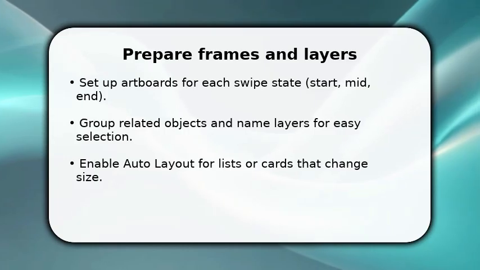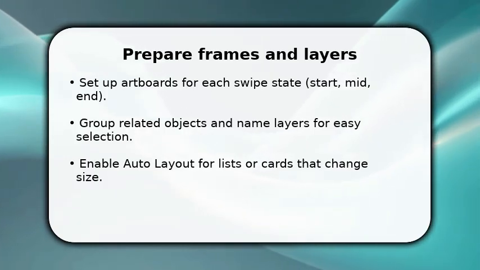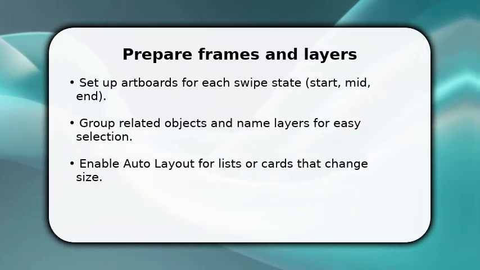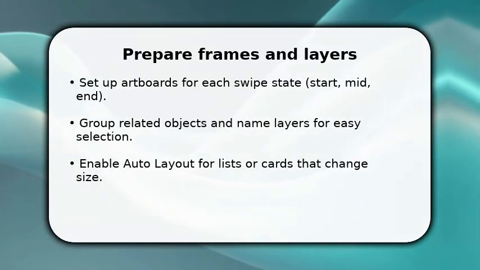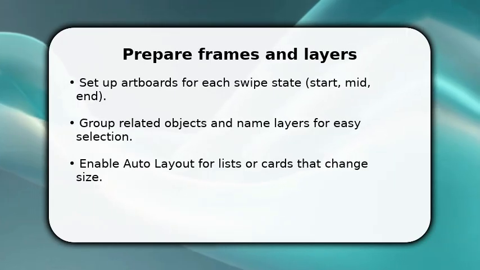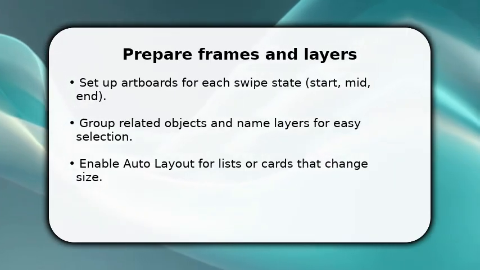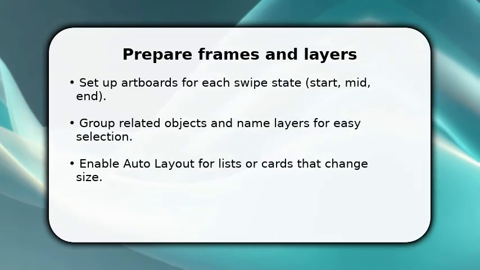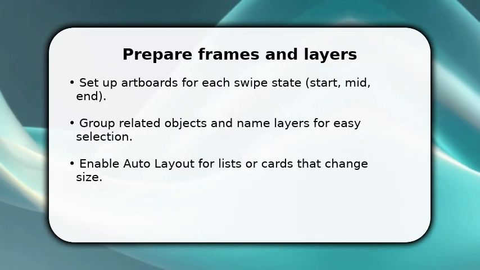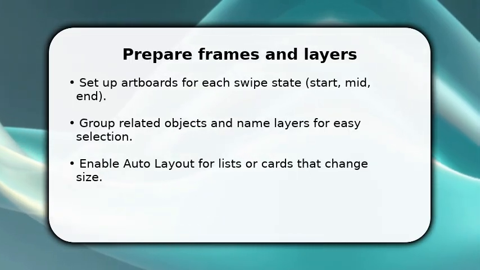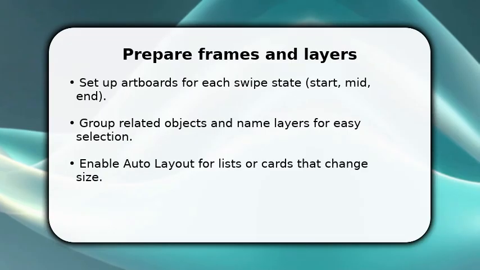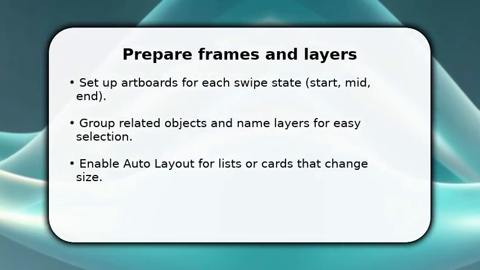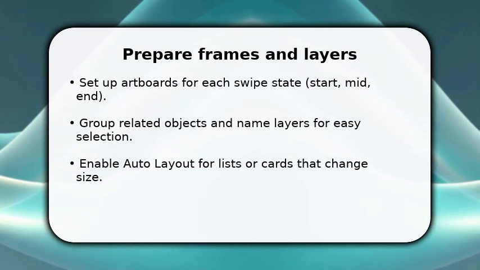You're starting by preparing the frames and layers so the swipe works predictably. Create separate frames for each swipe position and name them clearly, because consistent naming saves time later. Once done, group objects that move together and use auto layout for lists or cards that will resize. This keeps spacing consistent. Make sure to set identical frame sizes and align content to the same axes so transitions don't jump. This setup is the foundation for smooth prototype animations.